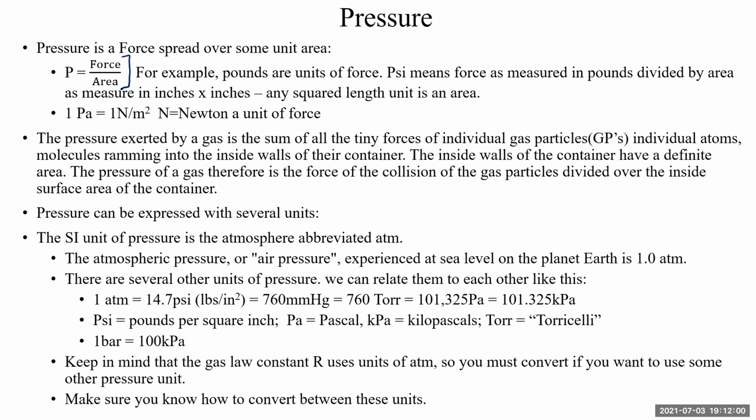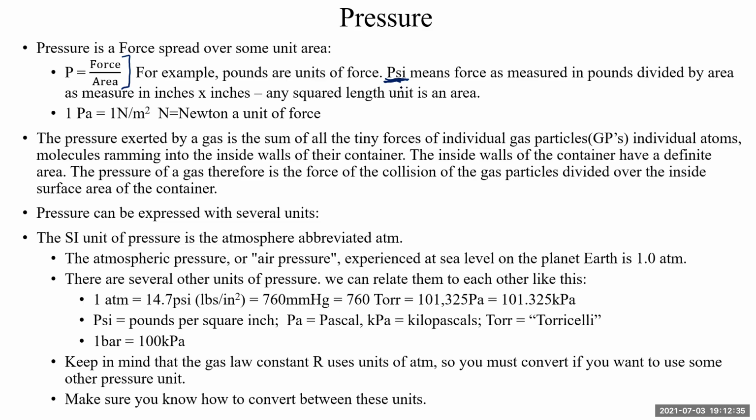For example, in the American system, we use pounds per square inch for our pressure, PSI. That is not the standard unit, that's the American unit. Like anything else, we're going to have to convert from PSI to the scientific standard unit of an atmosphere. But PSI literally means pounds per square inch. A square inch is an area. Any squared length unit is an area. Pounds are units of force. We think of them as units of mass or weight, but they are not. They are actually units of force. A pound is a unit of force.